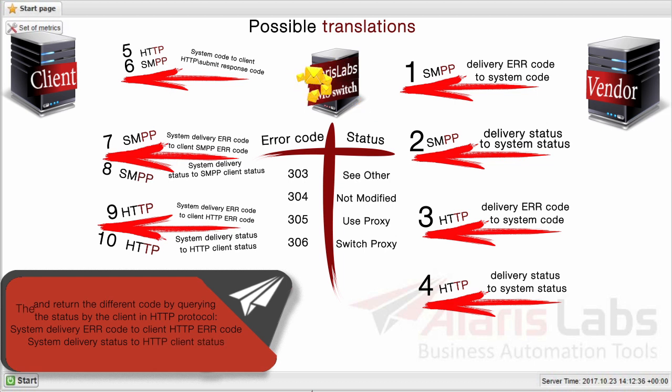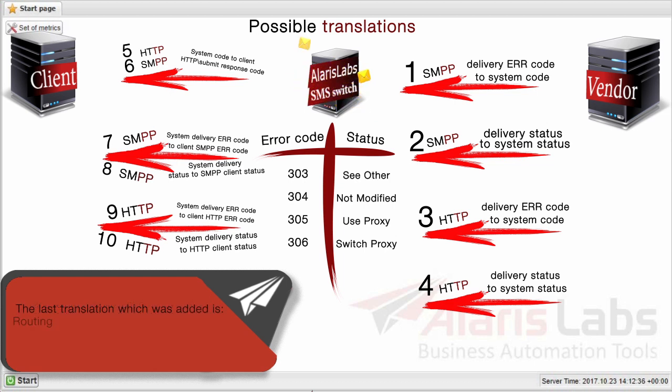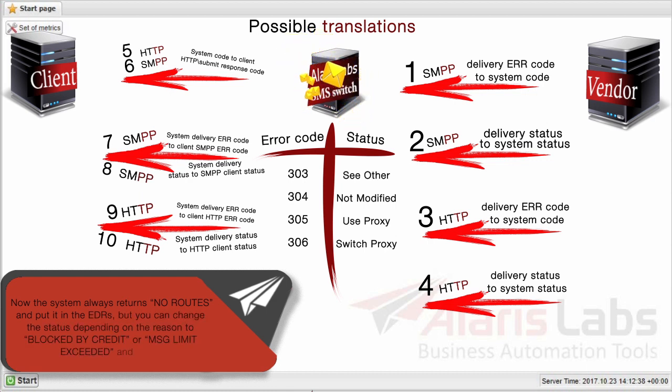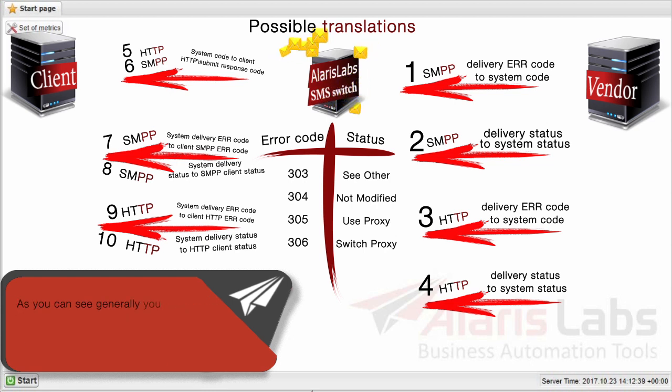System delivery status to the HTTP client status. The last translation which was added is routing response code to EDR message status text. Now the system always returns no routes and puts it in the EDRs, but you can change the status depending on the reason, blocked by credit or message limit exceeded and so on. As you can see, generally you are able to translate the vendor code and status to the system code, and system code and status to the client code and status.